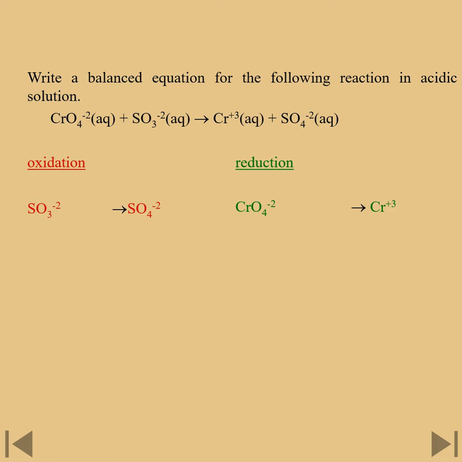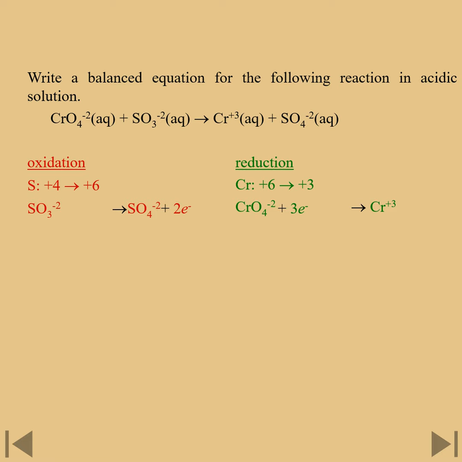Okay, now it's time for step 2A, where we are balancing the element being oxidized or reduced. I see one sulfur on the left, one on the right, so that's balanced. One chromium on the left, one on the right, so that's balanced. On to step 2B, balancing the oxidation number by adding electrons. Well, the sulfur goes from +4 to +6 by losing 2 electrons. So 2 electrons show up on the right. The chromium goes from +6 to +3 by gaining 3 electrons. So 3 electrons show up on the left.